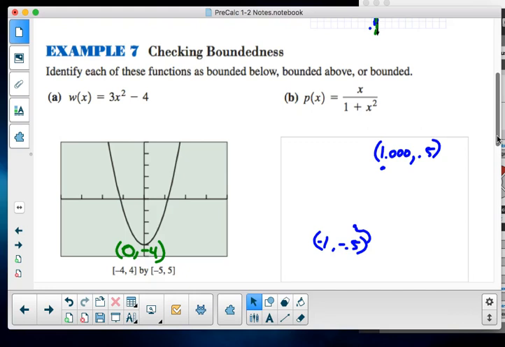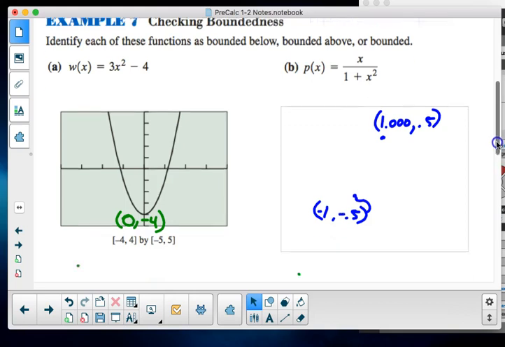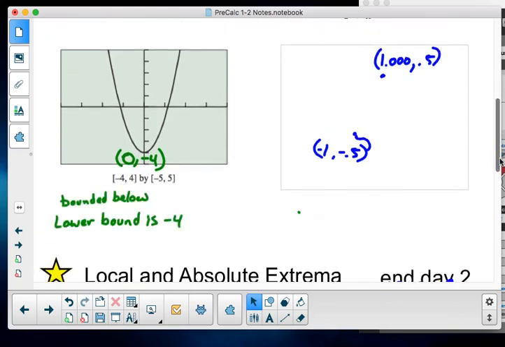Now, thinking about this, identify each of the functions as bounded below, bounded above, or bounded. What do we know about this now? Does it keep going up all the time? So it's not bounded above. Does it keep going down all the time? No. Okay, it's bounded below. Matter of fact, it has an absolute minimum of -4 at x equals 0. We're going to be talking about that next, maxes and minima. But right now, it's bounded below at least. Bounded below, lower bound is -4 in this case, lower bound being the y value.